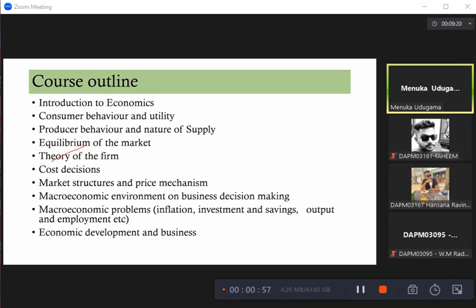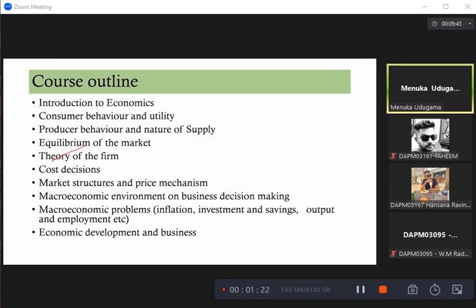And then we looked at producer behavior, where we talked about what factors affect the supply and how we model the supply using the supply function, and how and when supply shifts. So basically, we discussed the behavior of the producers.